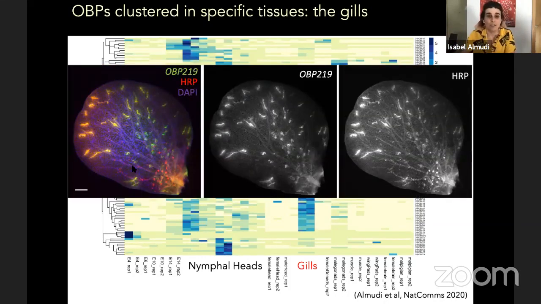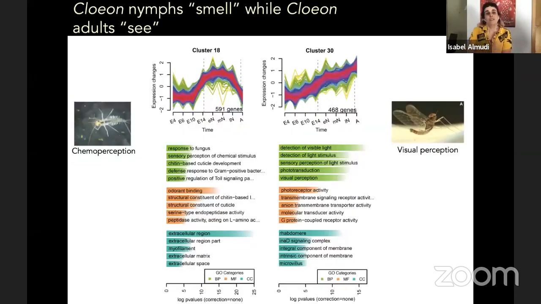When we checked the expression of some of these odorant binding proteins in the gill plate, we observed expression all over the gill, and this expression colocalized with the neural marker HRP, really indicating that these gill plates also have a role in a sensory function. So this is what we explored about chemoperception.